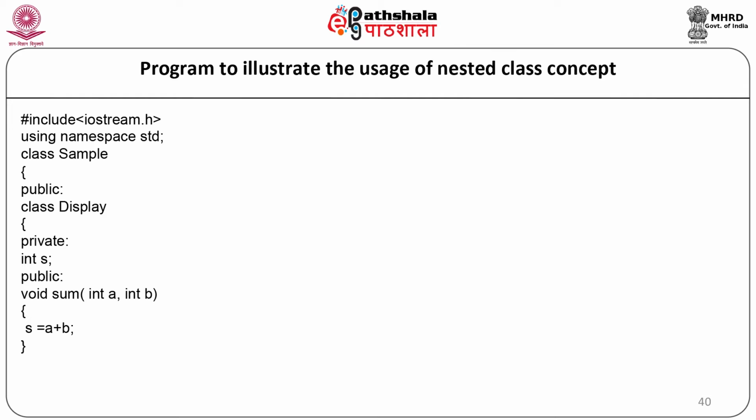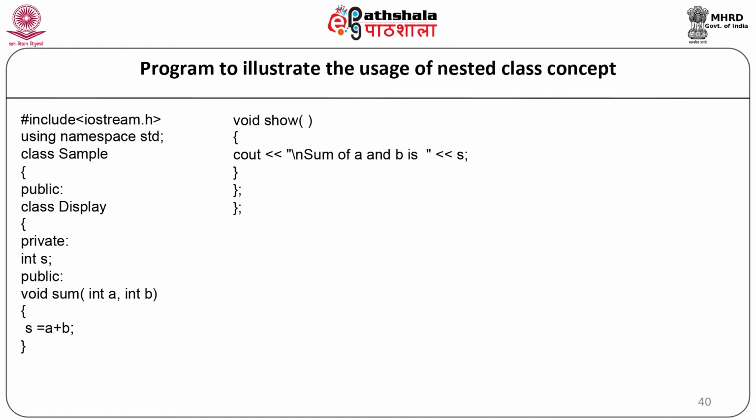In the public section, we will have a member function as void sum(int a, int b). s is equal to a plus b. Our member function will end. We will have one more member function, void show. cout the sum of a and b is s. The member function will end. Now our inner class display will end and our outer class sample will end.